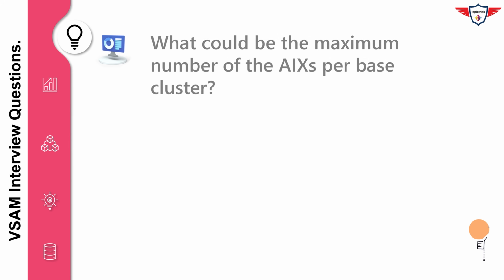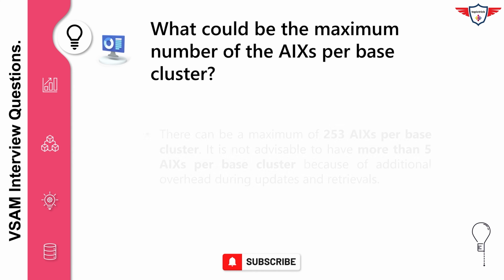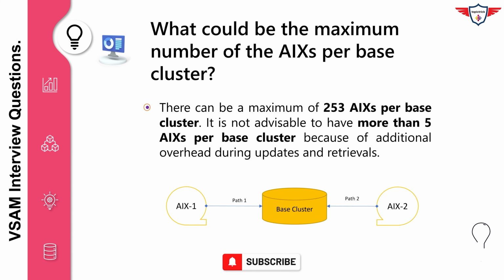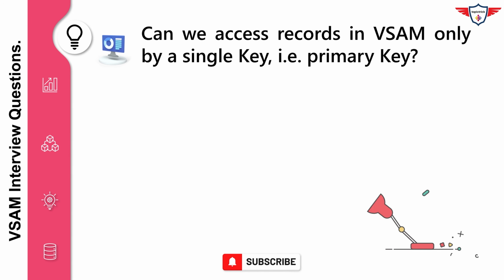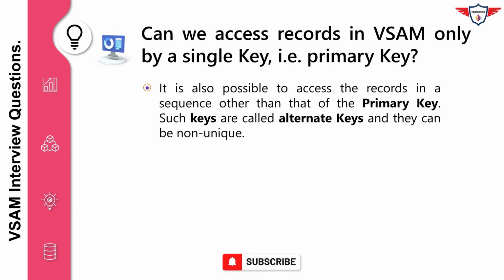What could be the maximum number of the alternate index per base cluster? There can be a maximum of 253 alternate index per base cluster. It is not advisable to have more than 5 alternate index per base cluster because of an additional overhead during updates and retrievals. Can we access records in VSAM only by a single key, that is, a primary key?